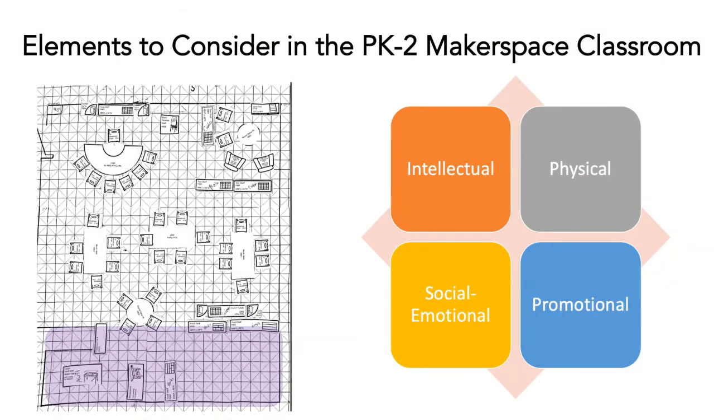In our work with a team of PK2 teachers, they considered 4 elements in redesigning the classroom: the intellectual, physical, socio-emotional, and promotional aspects. On the left, you see how a first grade teacher swapped desks for tables. The tables took up less space and were more flexible in their use. When you look at the purple shading, you can see that the teacher could dedicate one end of the room to STEM experiences.